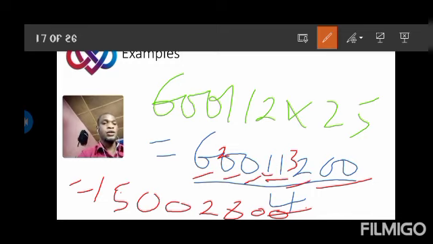It's going to be 150 million, 2,800. I believe the answer is very clear. It's as simple as that.